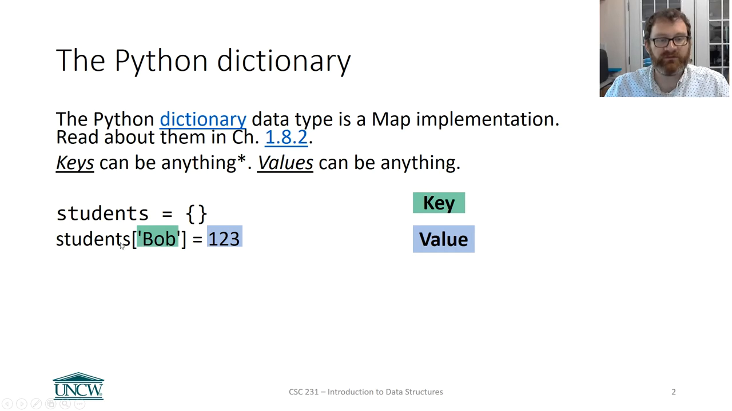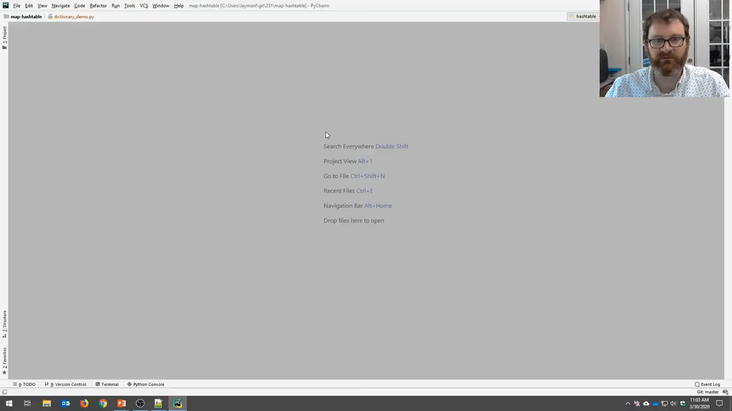So here I'm saying students sub Bob, the string Bob, gets the value 1, 2, 3. This assigns the value 1, 2, 3 and associates it with the key Bob in students. So then later, if we request students sub Bob, we will get the value back 1, 2, 3. Dictionaries are an implementation of the map abstract data type, and what a map does is it stores things in key value pairs. Let's go over to our interpreter and play around with this a little bit.